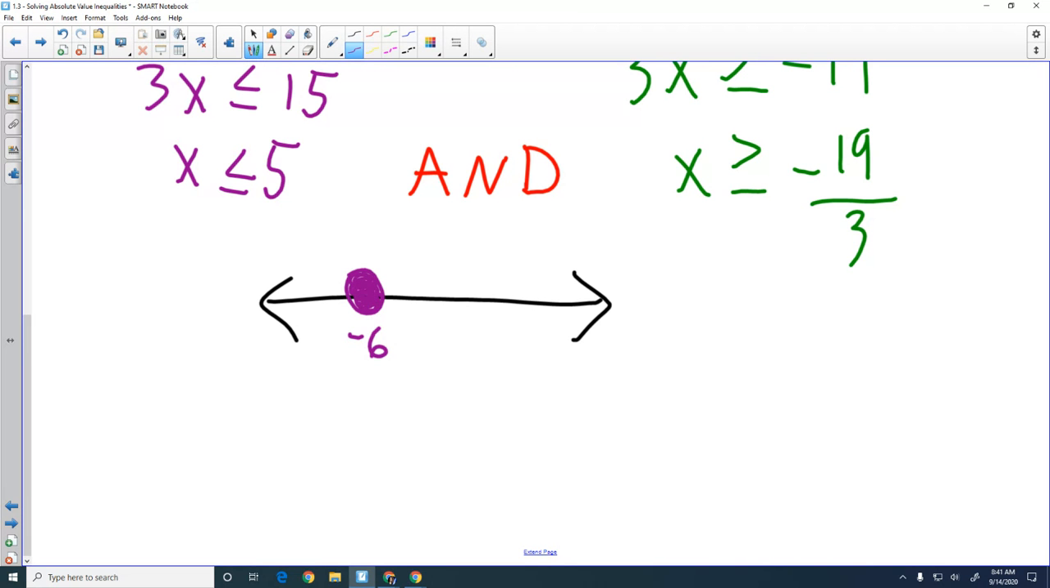So that's one endpoint. My other endpoint is positive 5. So I'm going to circle the 5, and it's an or equal to, so I'm going to fill that in. And then it's got to be greater than negative 6 1/3, and it's got to be less than 5. So it is this bridge in between the two. Okay, that one was crazy. I threw a lot at you, but that's as bad as it's going to get. If you can solve this problem, then you're going to do just fine on the absolute value test.